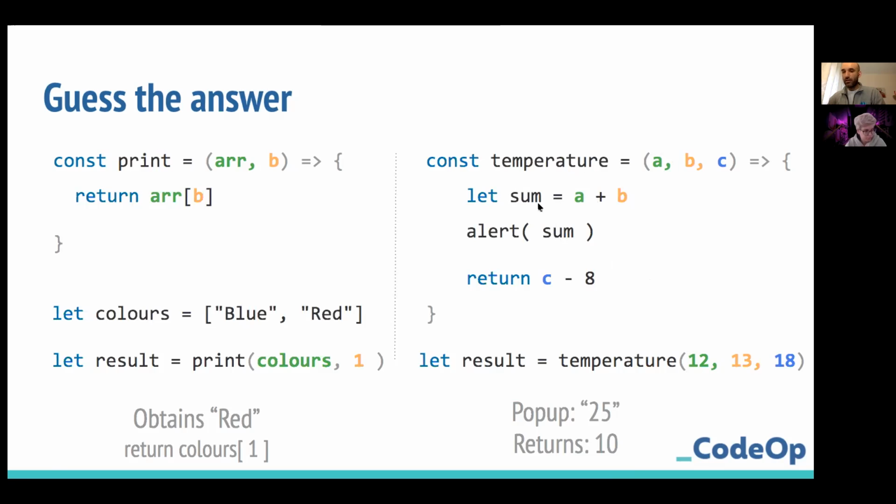And then the variable sum has the value 25 in it, which is effectively what we pop up, right? Is triggering the pop-up with that content. In addition, this function gives us the C value, which is 18 minus 8, and that results in 10. Okay, now that's some examples of a function. I hope that makes sense.